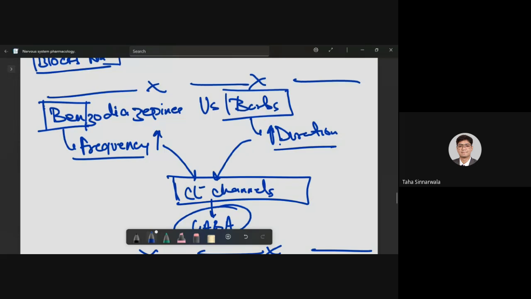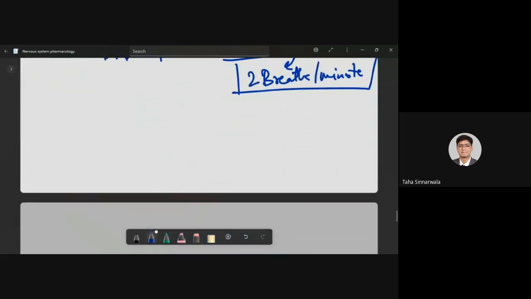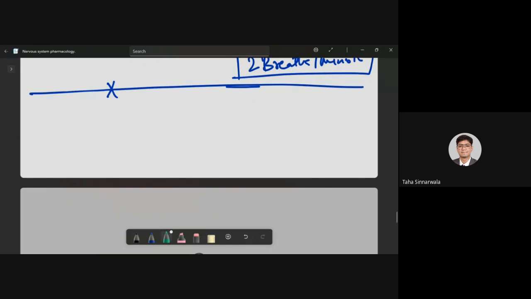Remember I told you that both of these medications are responsible for causing depression of the CNS. So now, what kind of conditions would they be used for where you actively want to depress your CNS? Seizures, like status epilepticus. Okay, these are possible. Intubation.